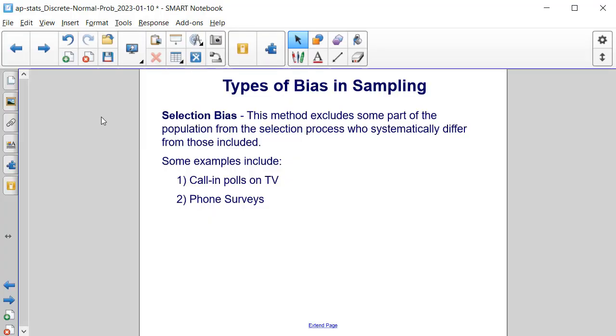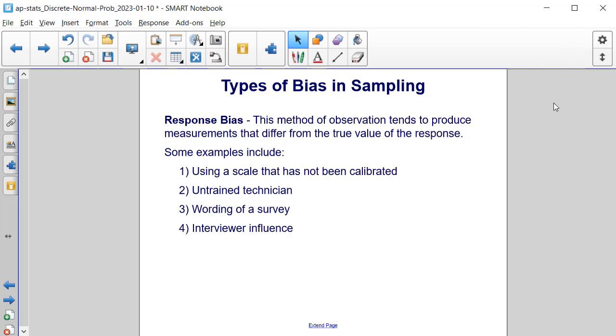Here are some more types of bias in sampling. Selection bias is a method that excludes some part of the population from the selection process who systematically differ from those that are included. Some examples include call-in polls on TV and phone surveys.